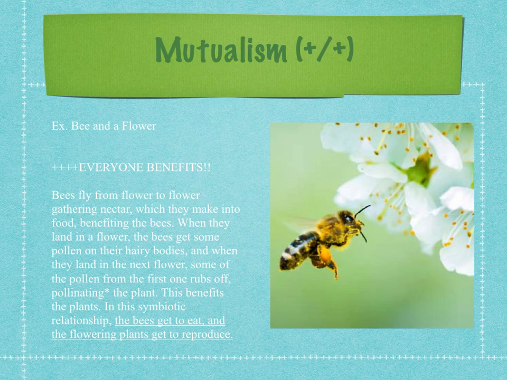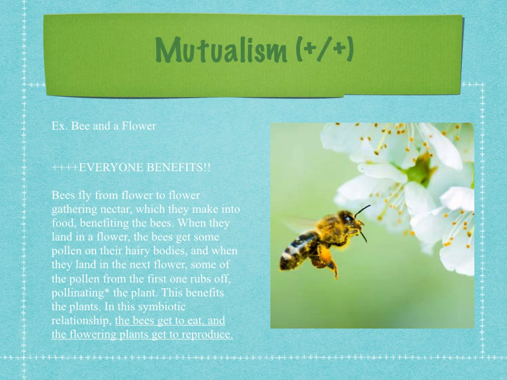Our first relationship that we're going to be talking about is mutualism, which is indicated by that plus sign and that plus sign. An example of this type of relationship is a bee and a flower. And in this relationship, everyone benefits. So for example, the bees are going to fly from flower to flower, gathering nectar, which they make into food, and that benefits the bees.